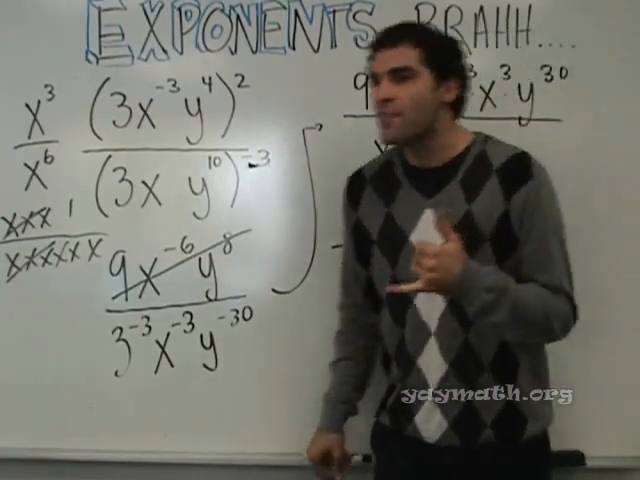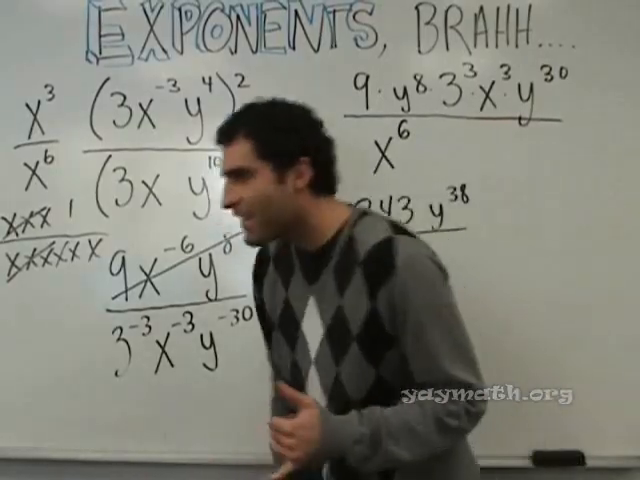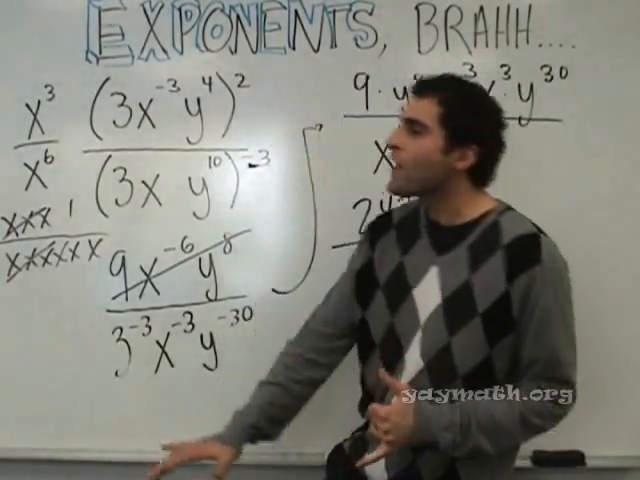We did the exponents. X to the negative 3 is 1 over x cubed.